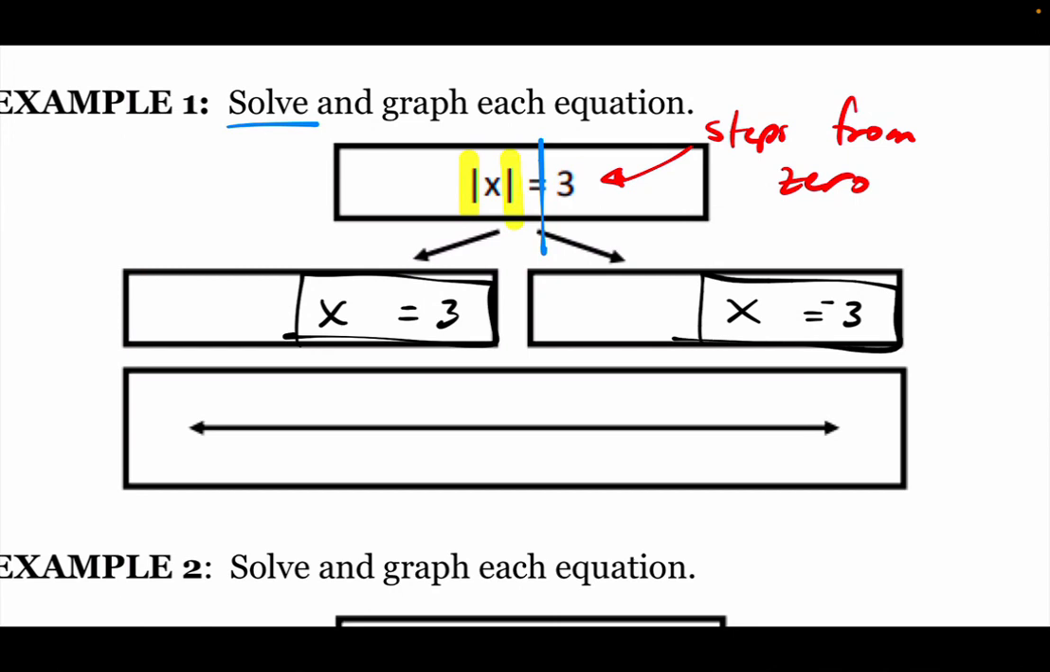Okay, that's solved. Sometimes it'll say graph. So how do I graph it? Well, I have a number line here. So the first thing I'm going to do is put 0, 1, 2, 3. And then -1, -2, -3.